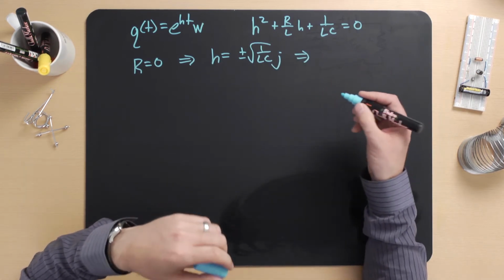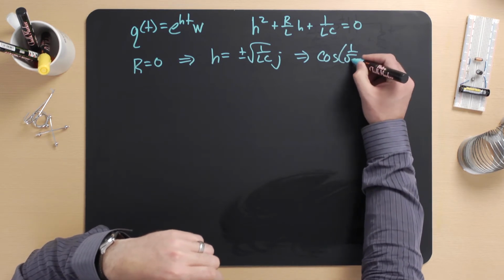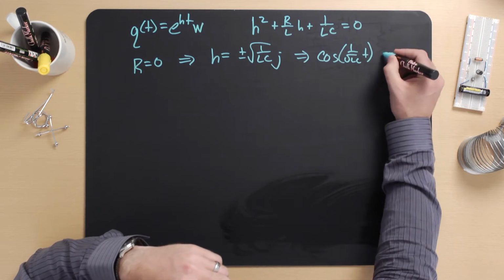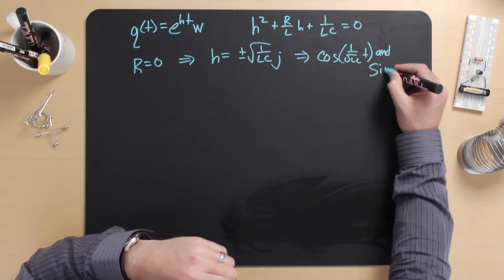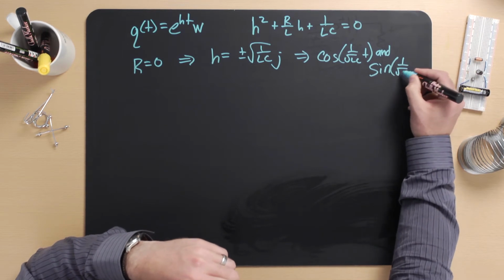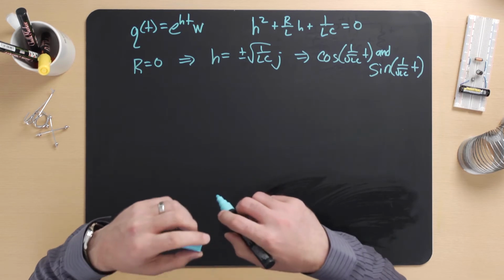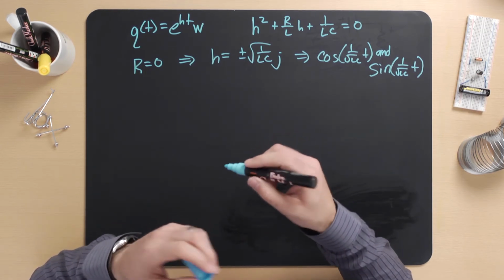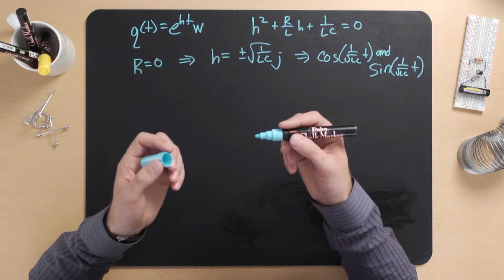Hopefully that reminds you that that will give you a cosine at a frequency of 1 over square root LC and a sine at a frequency of 1 over square root LC. This means that this circuit will have the charge in the capacitor oscillating for all time. That is, the charge stored by the capacitor will fluctuate forever.